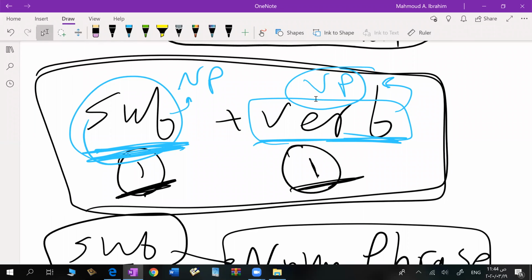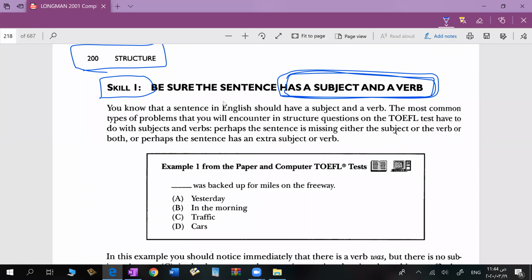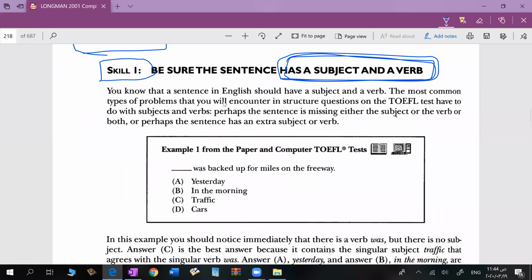Is it clear now? Now, this is the prime concept in grammar. All grammar is built upon this concept. You must be aware of this. All English grammar is built upon this concept. Get back to the book. Be sure the sentence has a subject and a verb.